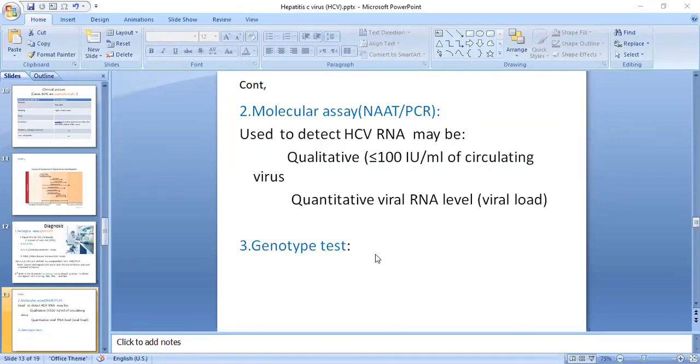Genotyping is also necessary in case of hepatitis C virus infection when there is chronicity or there is cirrhosis or hepatocellular carcinoma. So the genotype also needs to be detected because the treatment also varies according to the type of genotype.